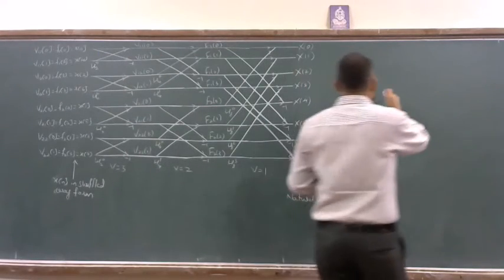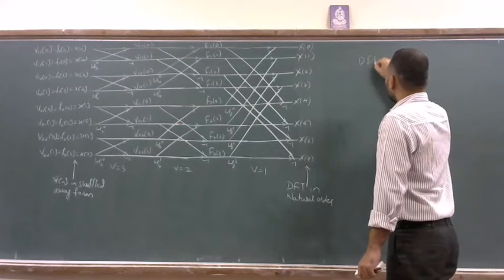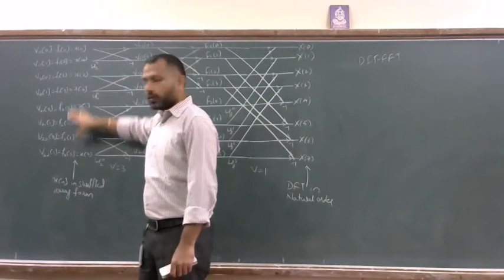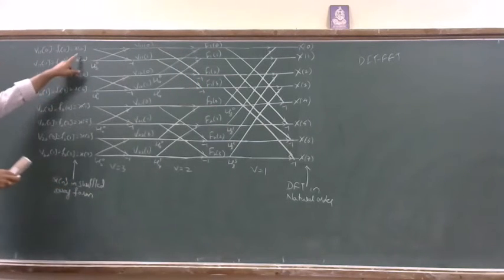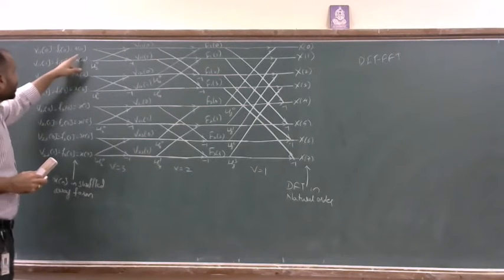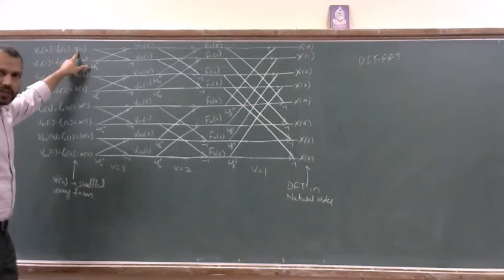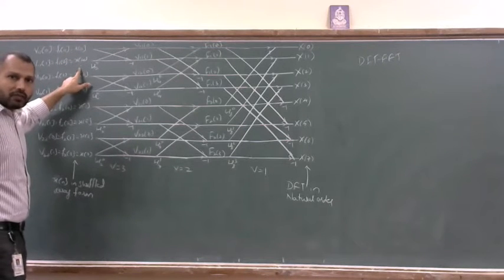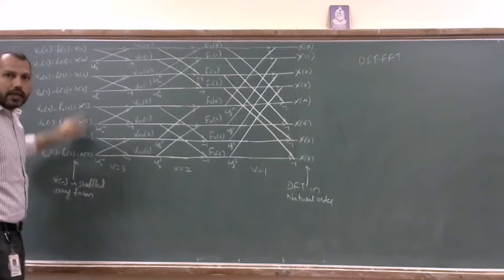But to begin with, yesterday there was a doubt. If you observe this input sequence, x of n is not in the natural order. x of n is not in the natural order, but instead it is in the shuffled array form. Shuffled array form means x of 0 will be the first sample, we agree. But the next sample has to be x of 1, but instead of x of 1, we are getting x of 4. Then we have x of 2. Next, x of 6, and so on.